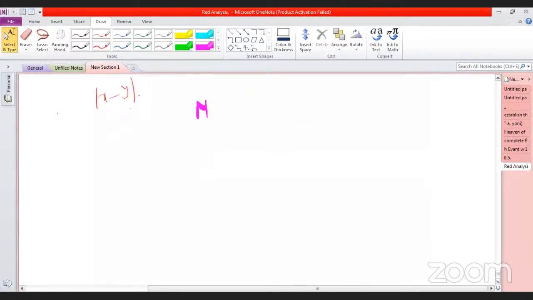So what is a metric space? What is a metric space? I'm writing here. Before the definition of metric space, we go for an illustration. What is the meaning of illustration?